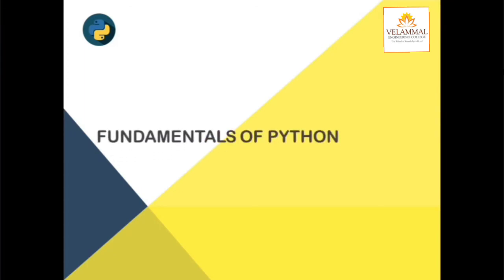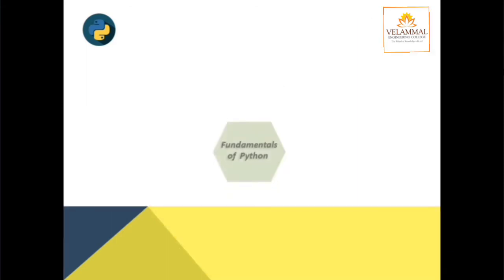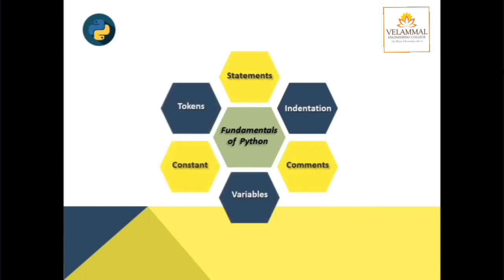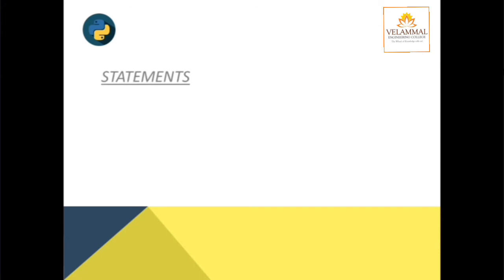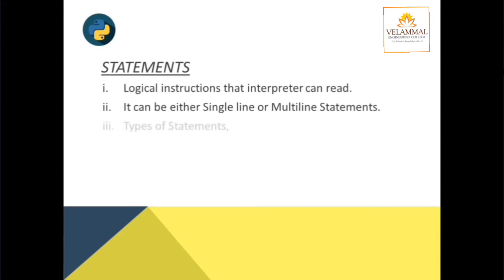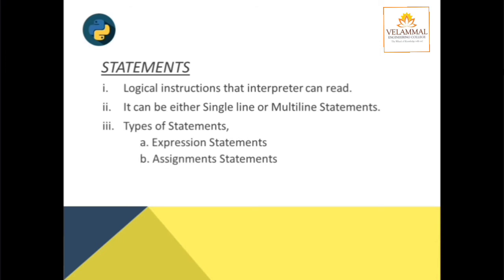Fundamentals of Python. In this part, we're going to discuss the basic building blocks of the Python programming language. Fundamentals of Python is divided into the following categories: statements, indentation, comments, variables, constants, tokens. Statements. Statements are nothing but a logical instruction that the interpreter can read. It can be either a single line statement or a multi-line statement. Types of statements: expression statement and assignment statement.